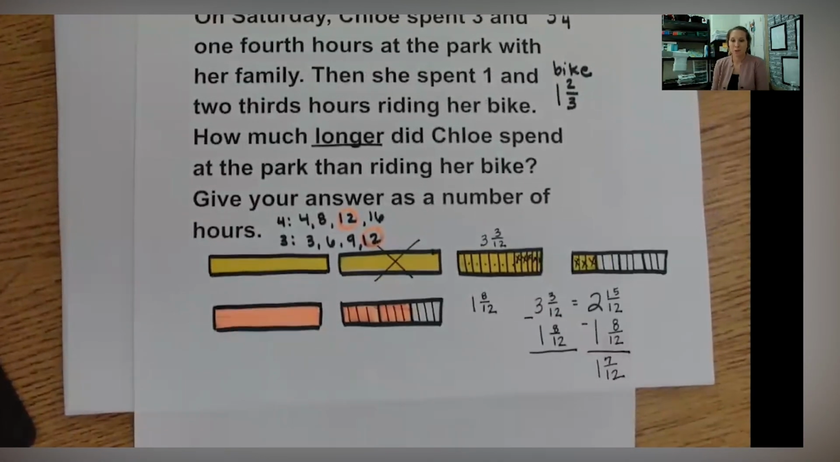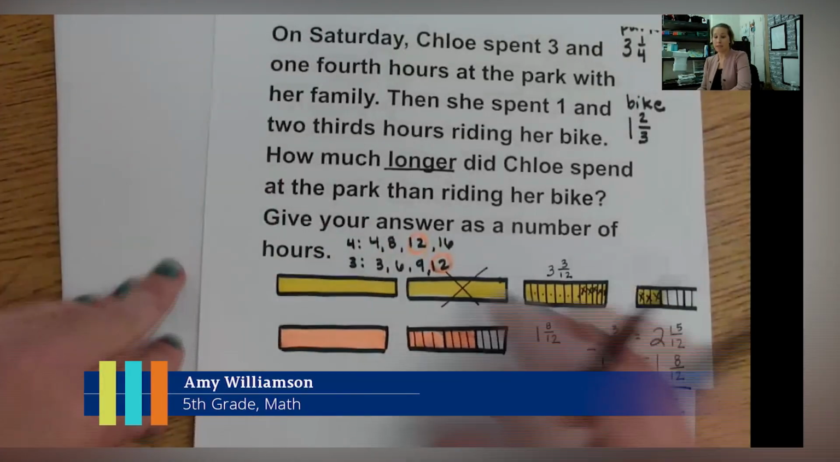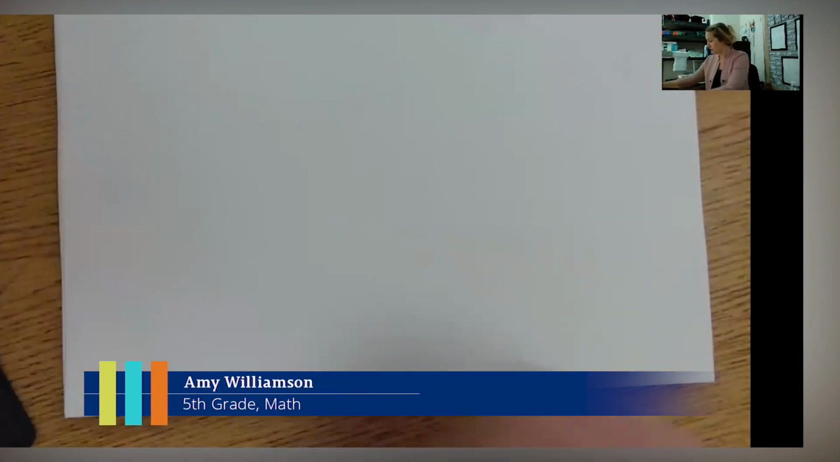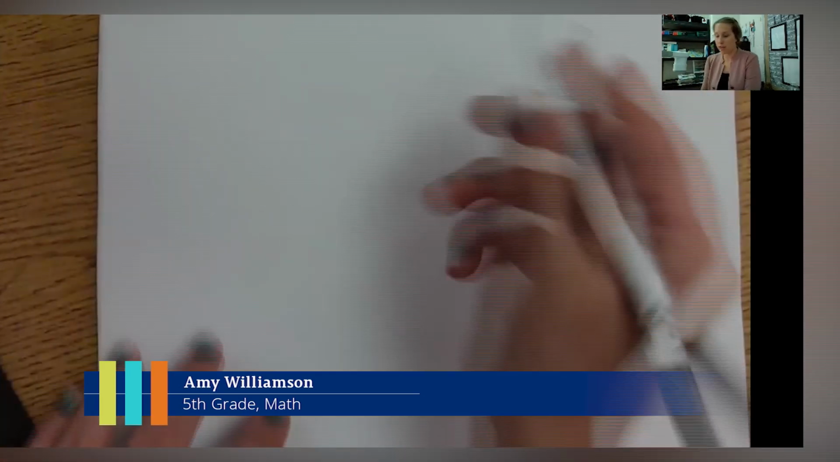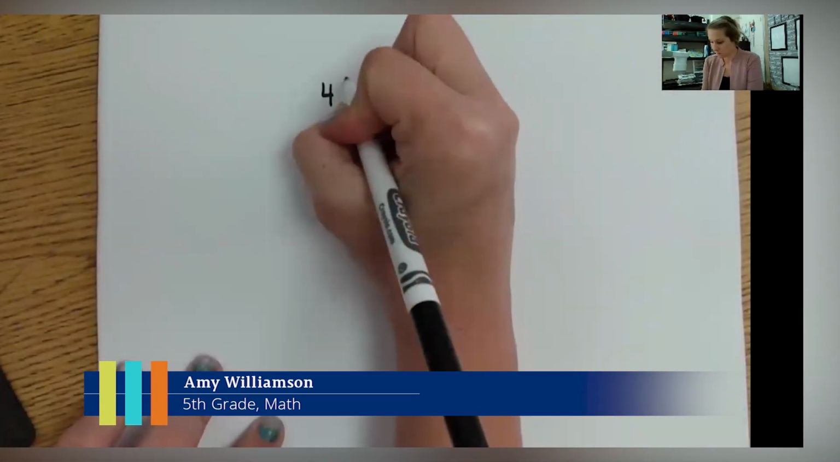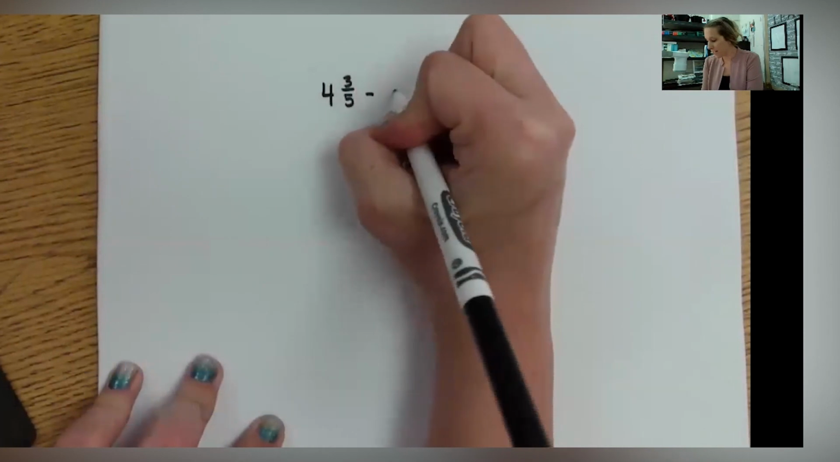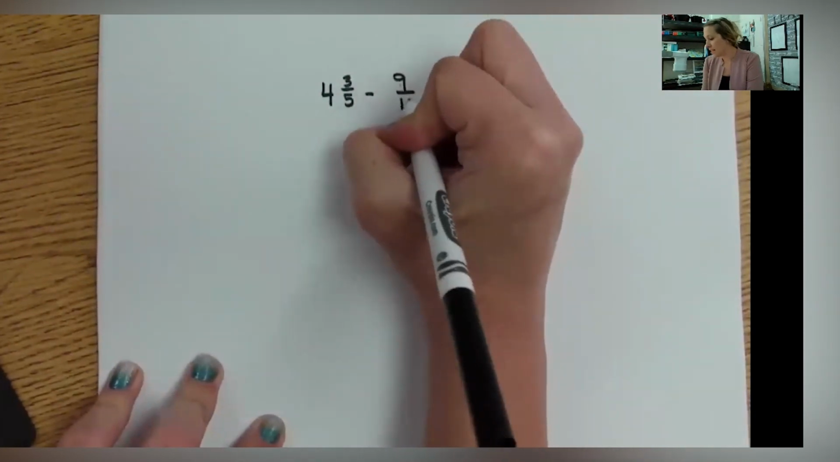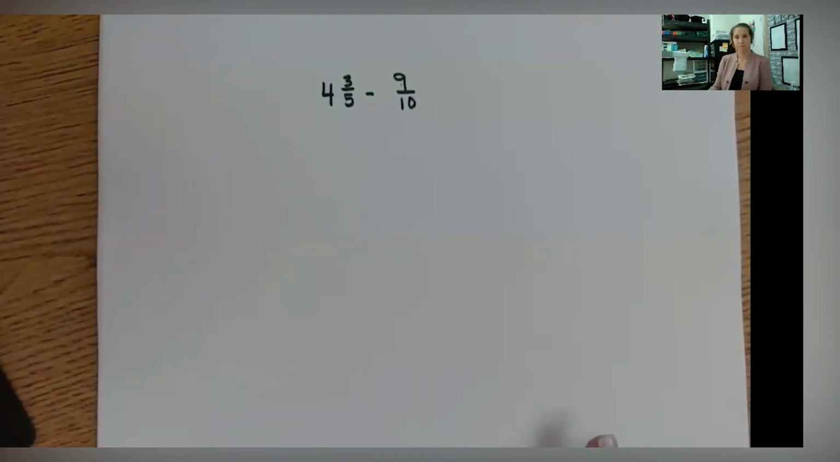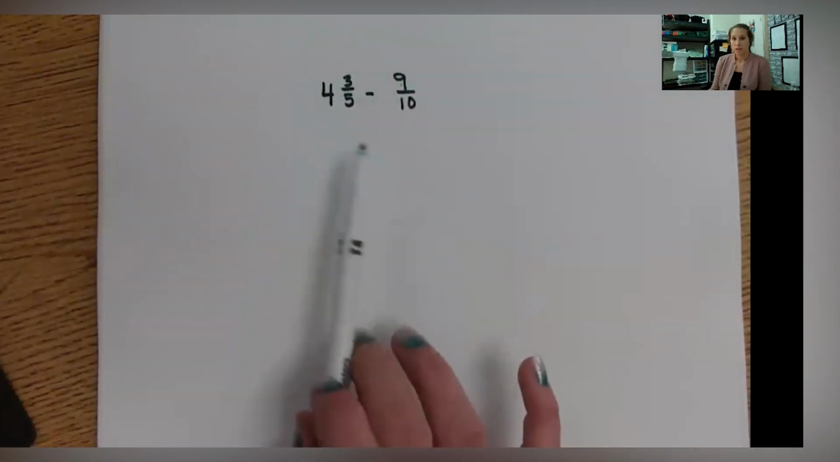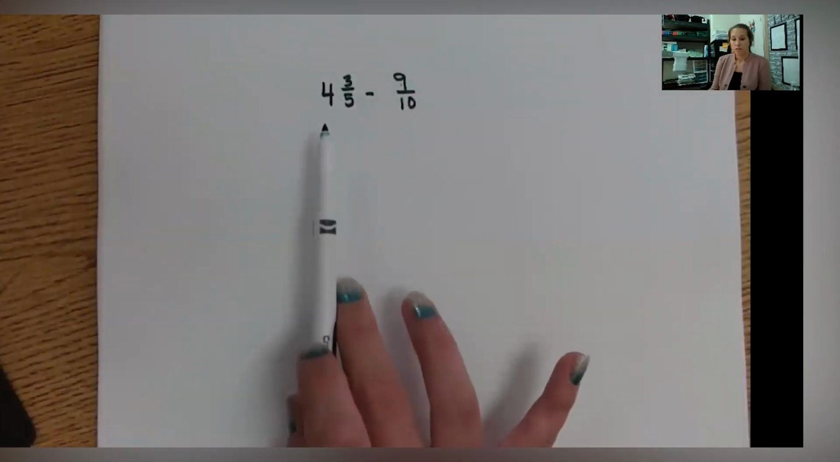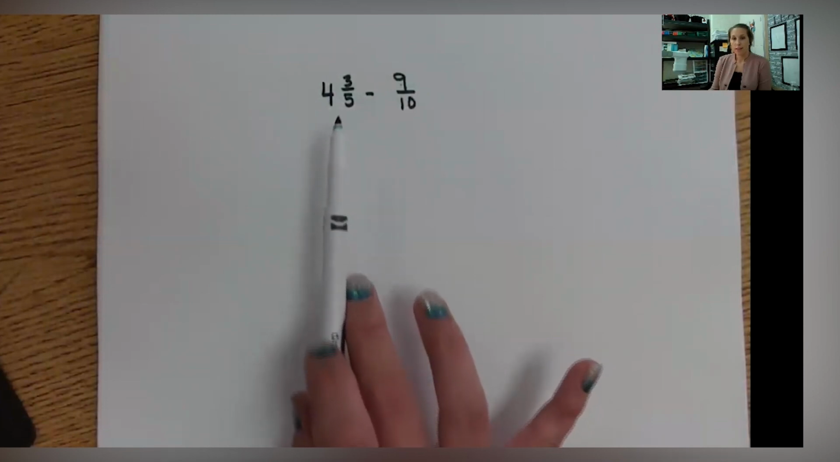Now let's try another problem. Are you ready? I want you to write 4 and 3/5 minus 9/10. I want you to start by drawing a model. Remember, start with this number.